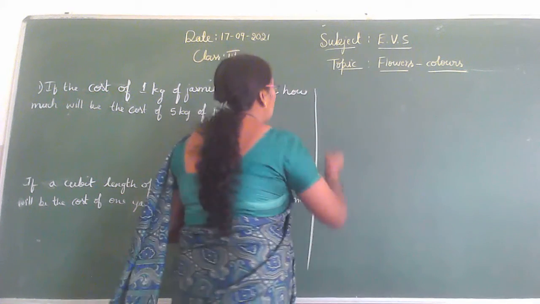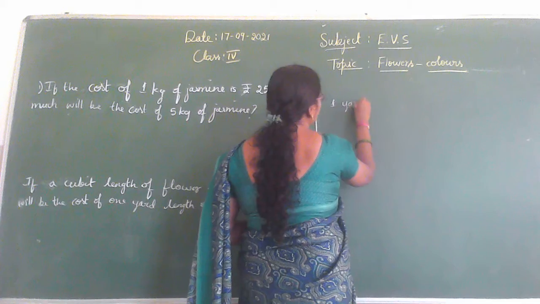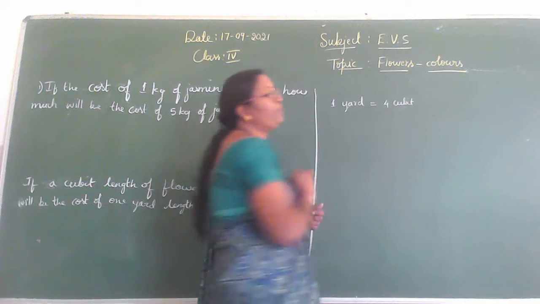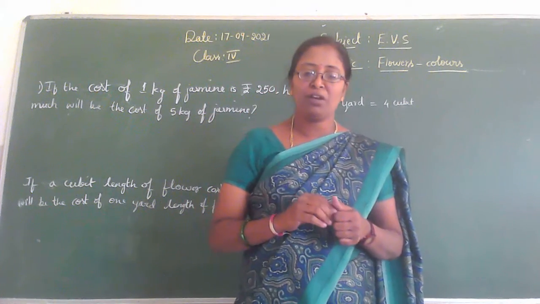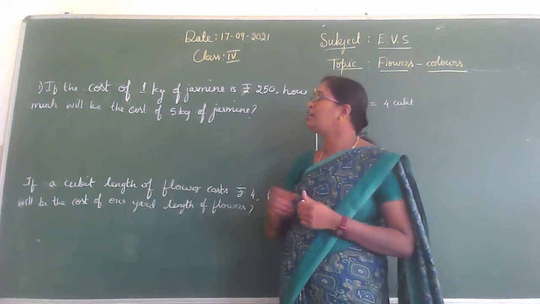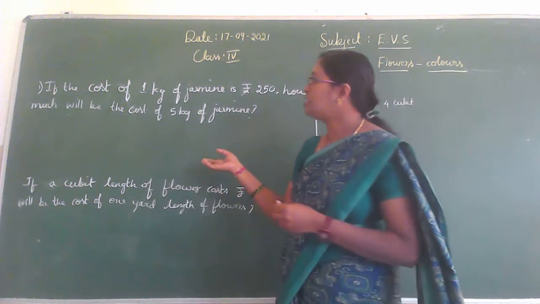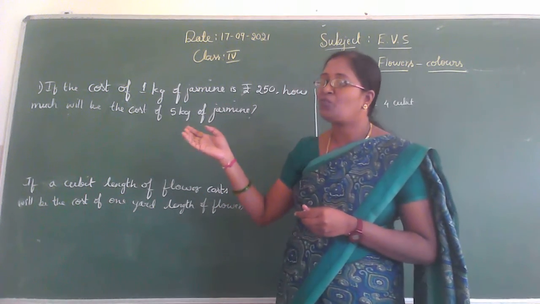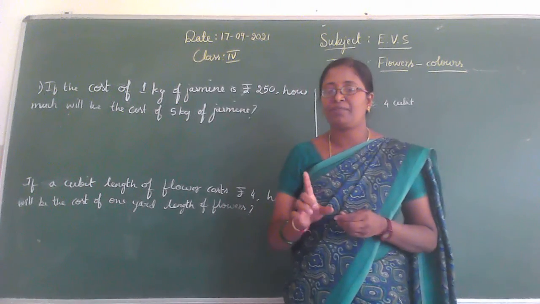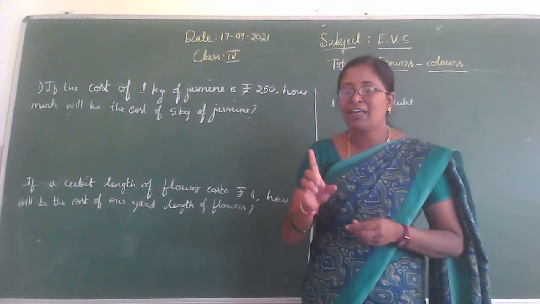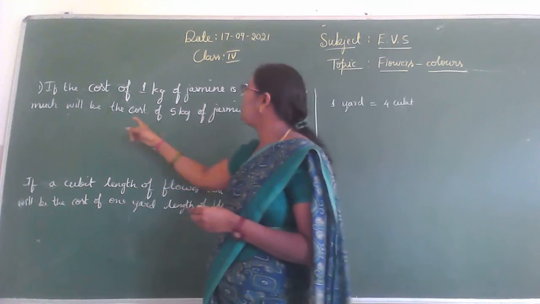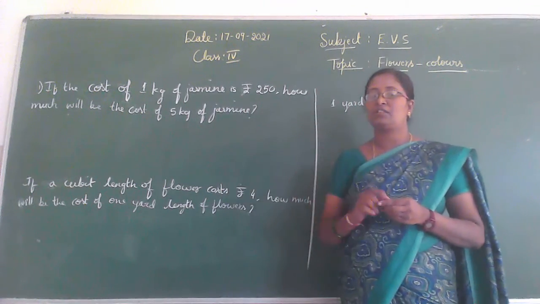First, find, children, 1 yard is equal to 4 cubit. So, this yard and cubit are units of informal measurements. Is it? So, there are 2 questions I gave here. See and read it properly and understand what we need to find out. If the cost of 1 kg of jasmine is 250 rupees, how much will be the cost of 5 kg of jasmine?